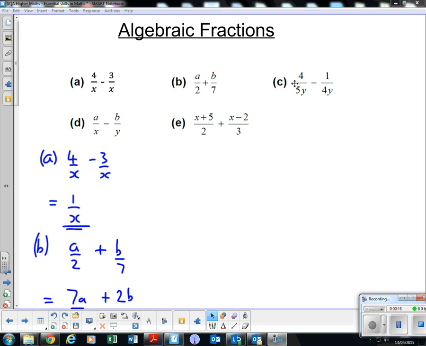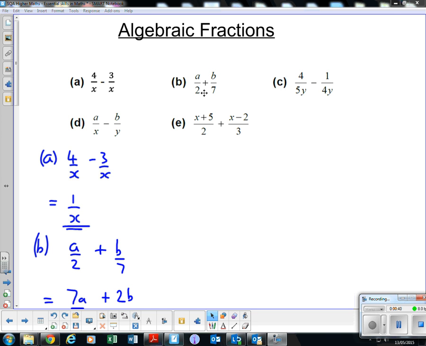Before adding or subtracting fractions, we need to have a common denominator. We need to have the same term on the bottom of each fraction. So here we do. Once we have that, we just subtract or add the tops, whatever we've been asked to do. So 4 over x subtract 3 over x is 1 over x. For example, 4/5 subtract 3/5 would be 1/5.